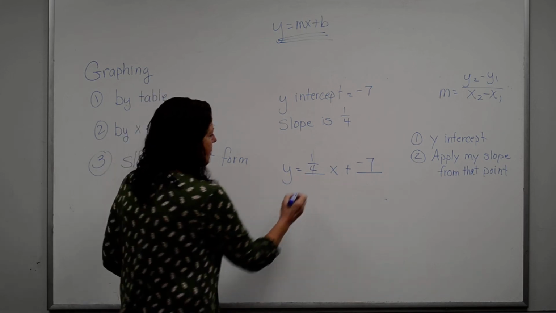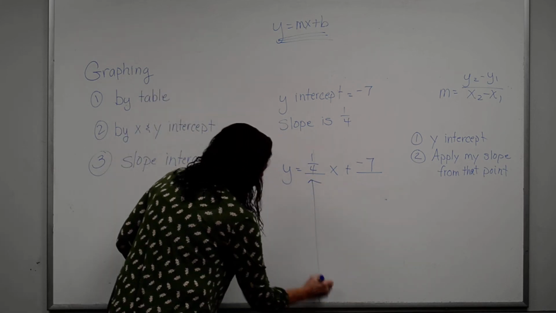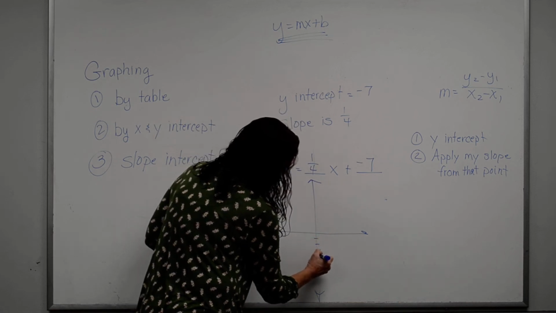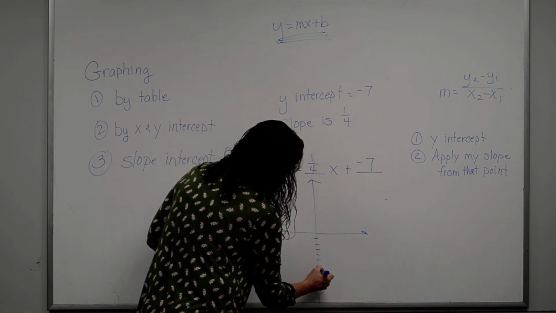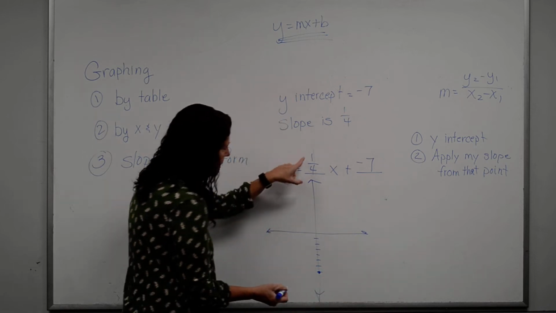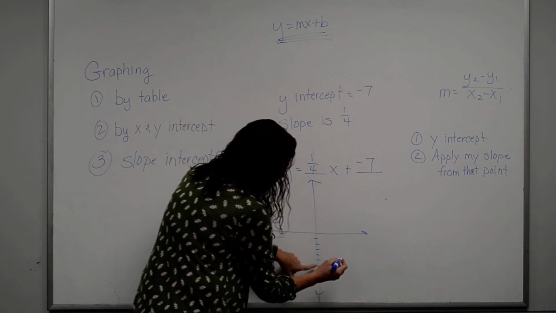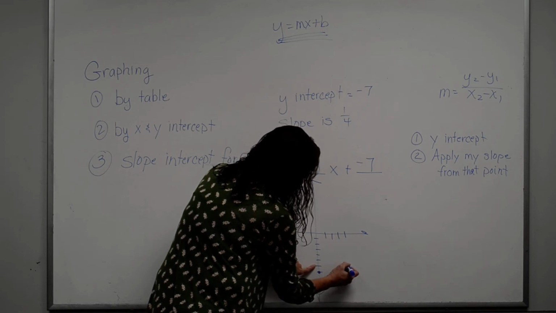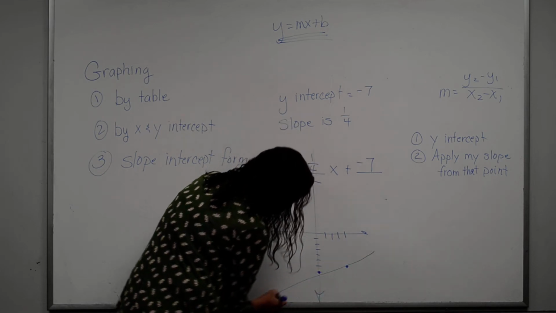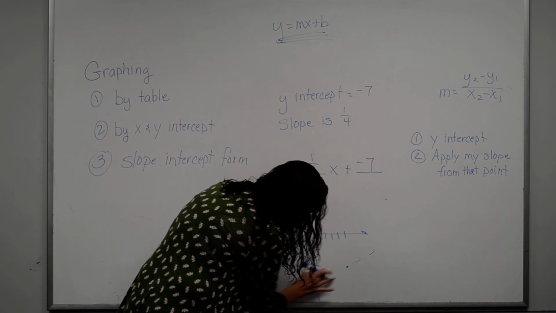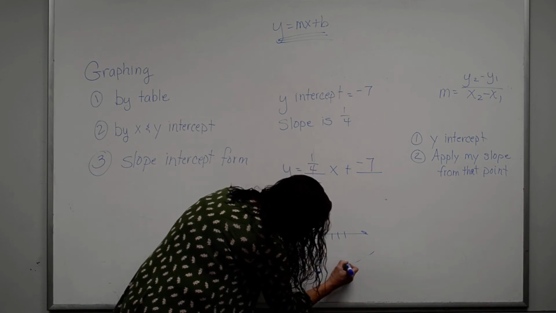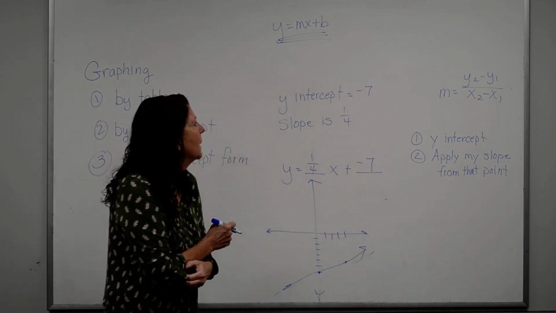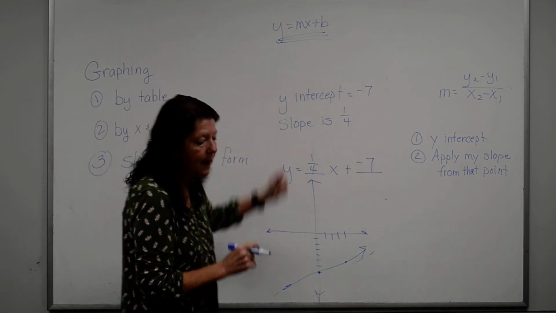Now, if they ask you to graph that, you're going to go down 1, 2, 3, 4, 5, 6, 7, put a point, then you're going to apply your slope. You're going to go up 1 and over to the right 4. Whoops. I think my graph is a little off, not having graph paper. I think it's like that. Okay. You might want to use rulers. That'll help.